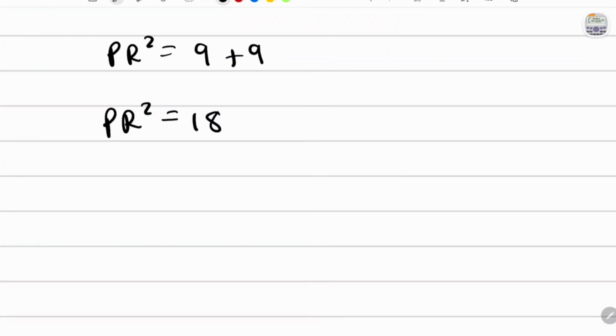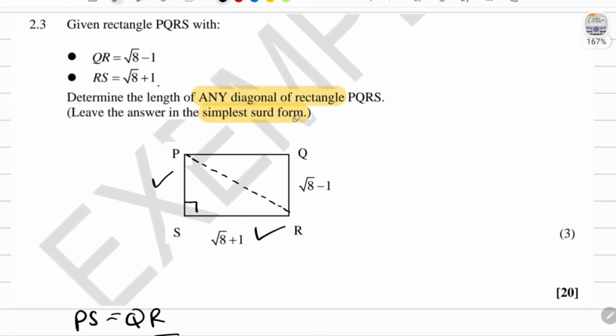And we finally have to find PR, which is one of the diagonals. So you can square root both sides to find it. You don't have to put plus or minus because it is Pythagoras. It's speaking about lengths. Lengths are never negative. Then we have PR is equal to, and so you just have to simplify square root of 18 because they did say leave it in simplest surd form.